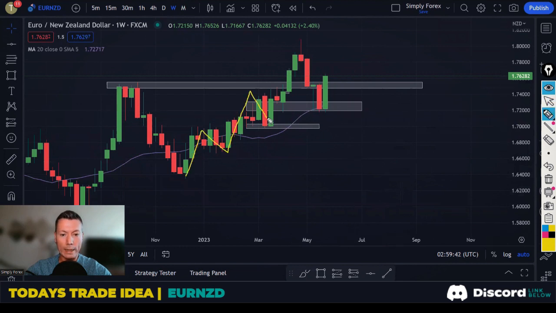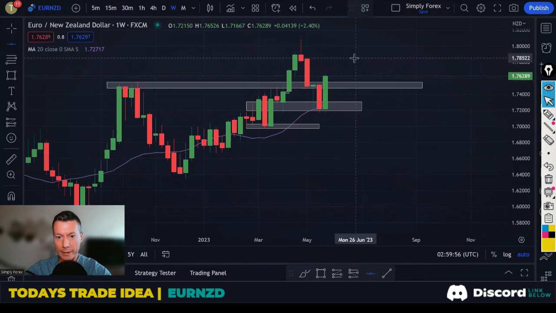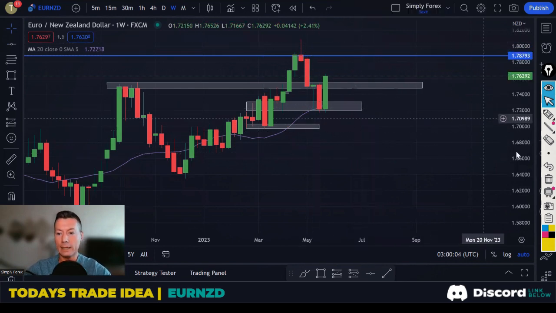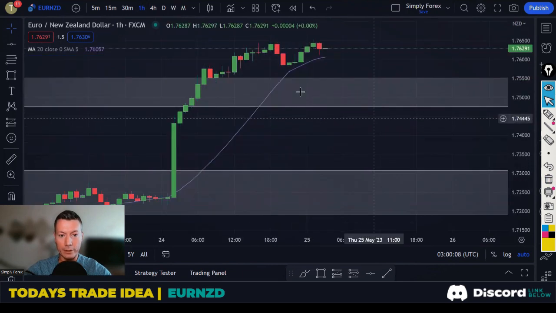If we look at this weekly chart, it's back down to the moving average 20. We're getting quite a large push off this area. We can potentially take price back up to here. So let's put our target in. I will look for this area here. That will be our higher time frame target. It could take days to get to there, but that will be our higher time frame target.